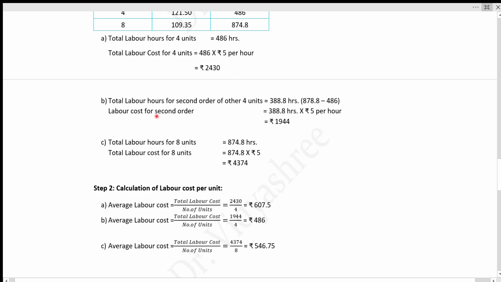In option B, the second order, the labor cost is 1944 divided by the number of units, which is also 4, and we got this much. Then for the third option, the labor cost is 4374, the number of units is 8, and the average labor cost is 546.75. That's all.